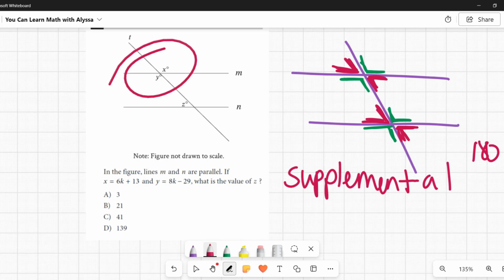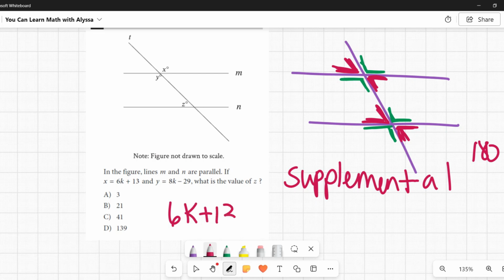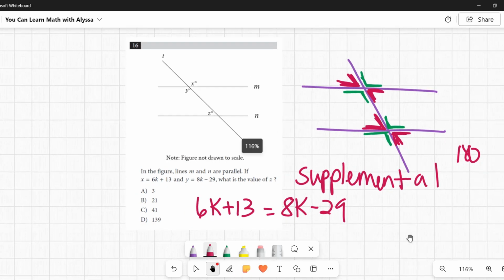Okay, so over here, I have that X and Y. Those are the same. I know that because of what I know about parallel lines, but also just intersecting lines. Vertical or opposite angles are going to be congruent. Depends on your book whether they're called vertical angles or opposite angles. I've seen both. So I know they're the same. So if X is 6K plus 13 and Y is 8K minus 29, I can set those equal to each other. I can say that 6K plus 13, my X, is equal to 8K minus 29, my Y. And now I've only got one variable and I can solve for that variable.